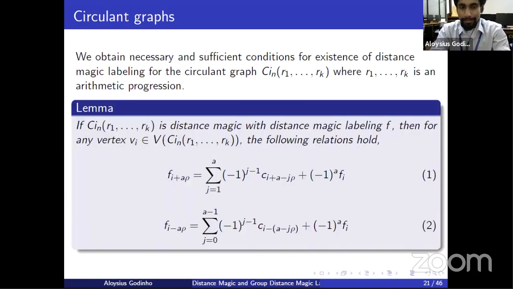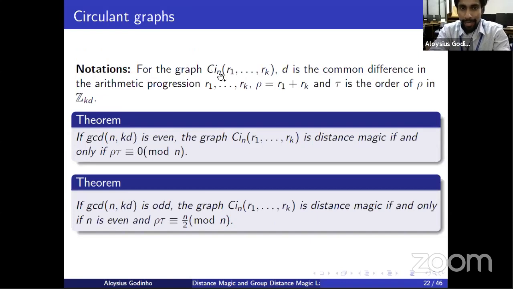So we have shown that for a circulant graph Ci n R1 up to Rk, where these Ri's are in an arithmetic progression, where D is the common difference, the circulant graph is distance magic if and only if we have two conditions. The first one is when GCD n comma kd is even. The graph is distance magic if and only if rho into tau is equal to 0 mod n, where tau is the order of rho in Zkd. And when GCD n comma kd is odd, then the graph Ci n R1 up to Rk is distance magic if and only if n is even and rho into tau is congruent to n by 2 mod n.